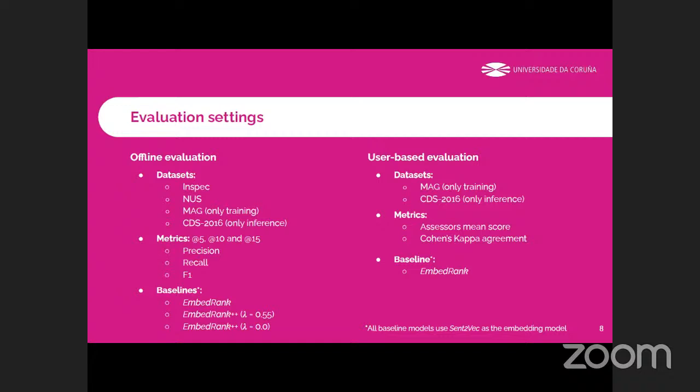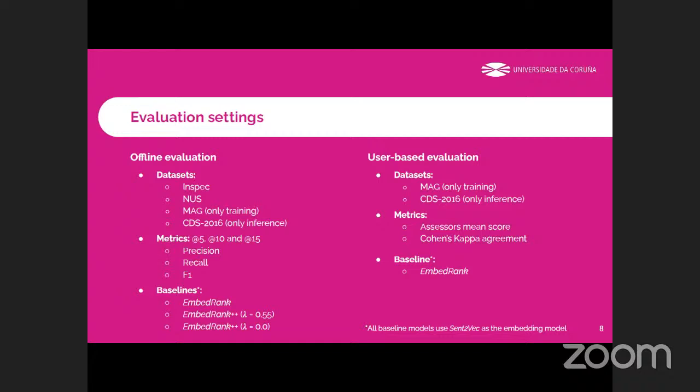We compute three metrics: precision, recall, and F1 score at 5, 10, and 15, and we compare our model against three baselines, which are three variations of the EmbedRank model. For the online evaluation, we will only use the model trained on the MAG dataset, and we will only use the CDS 2016 dataset for inference.